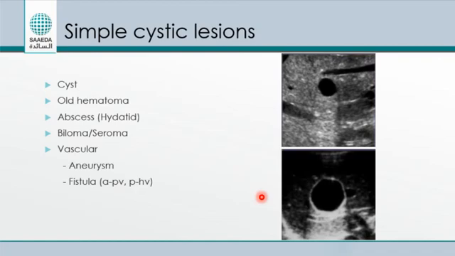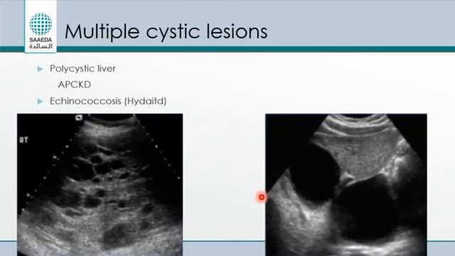Multiple cystic lesions can be seen in polycystic disease, like in adult polycystic kidney disease. You can see multiple liver cysts, and also in hydatid disease. For example, this is a case of hydatid cyst. You can see multiple cystic lesions.